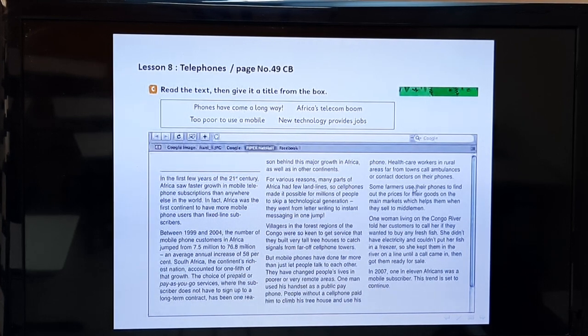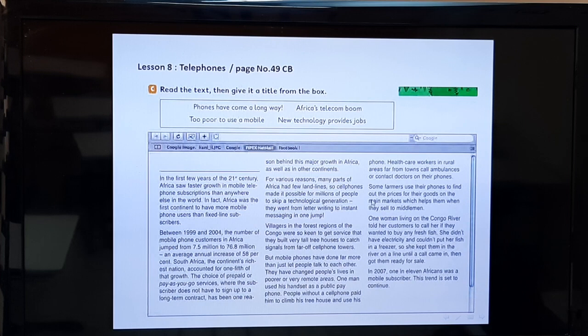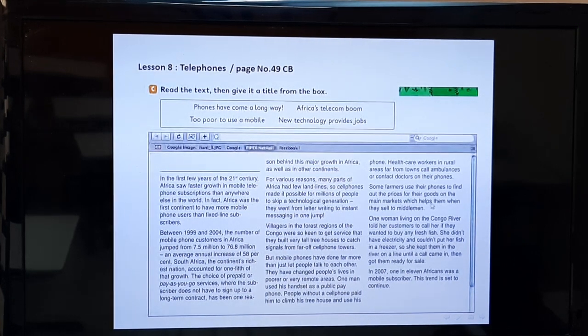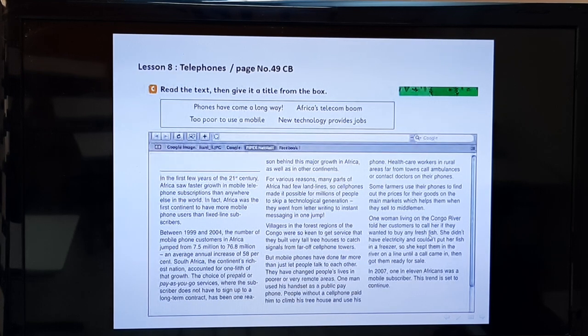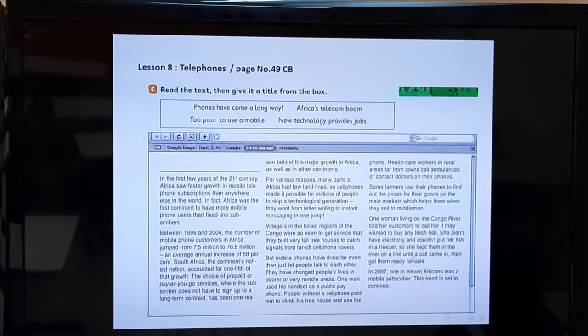Some farmers use their phones to find out the prices of their goods on the main markets, which helps them when they sell to middlemen. One woman living on the Congo River told her customers to call her if they wanted to buy any fresh fish. She didn't have electricity and couldn't put her fish in a freezer. So she kept them in the river on a line until a call came in, then got them ready for sale.